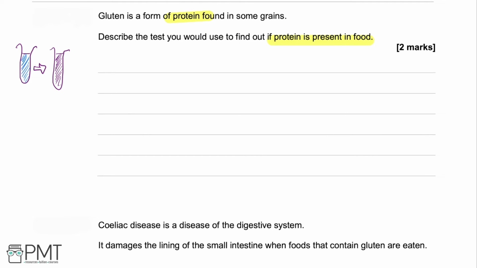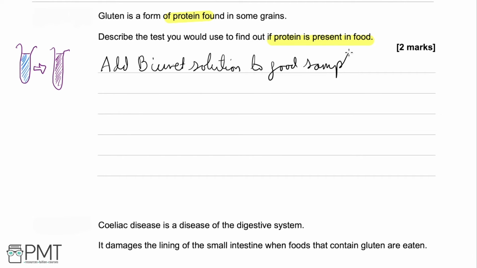Now, to structure our answer, the first part will be to describe what occurs, how we do the test, and that is that we add Biuret to the sample. Secondly, we need to describe the positive result, that is what happens if there is protein present, and that would be a change in colour from blue to purple.